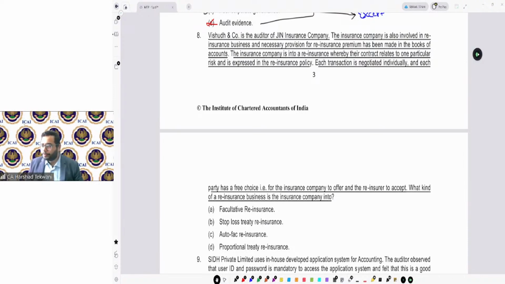Good, Sumit. Good, Janvi, Namrata. So basically, it will be based on the type of the reinsurance. The answer will be on the type of reinsurance.